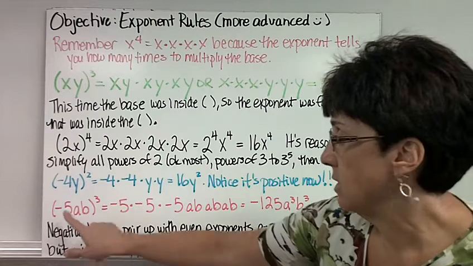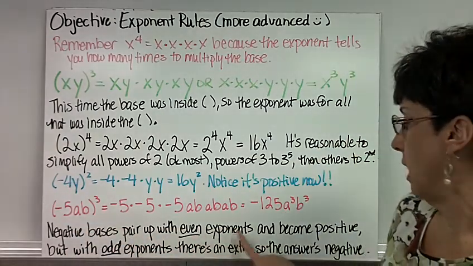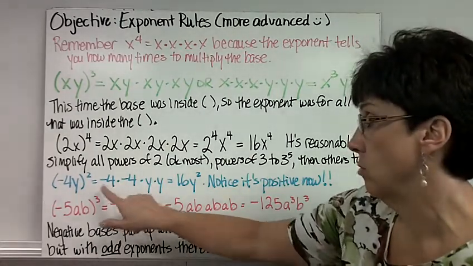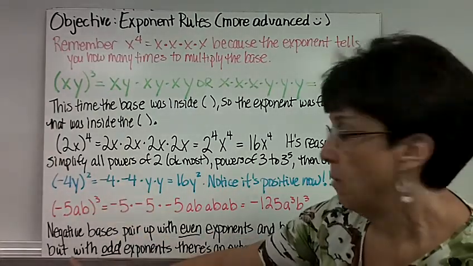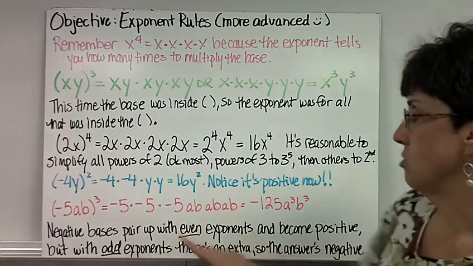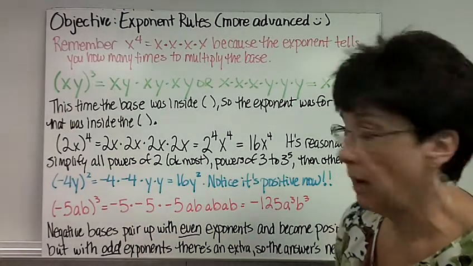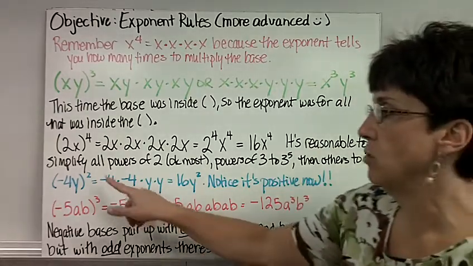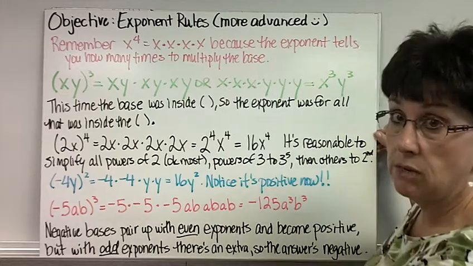Negative bases, that's what this is, negative base, pair up with even exponents and become positive. So if we have 2, they pair up and now it becomes positive, if they have an even exponent like this 2. But with odd exponents, there's an extra one, so the answer is negative. These two will pair up. There'll always be an extra one because there's always an odd man out, and so he stands out. That's just a little shortcut to remind you if the answer is going to be positive or negative when you simplify based on your exponents being even or odd.